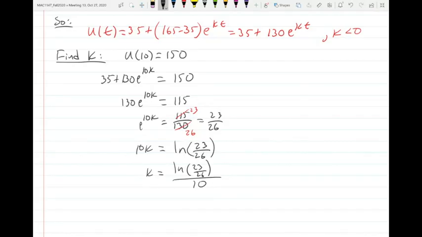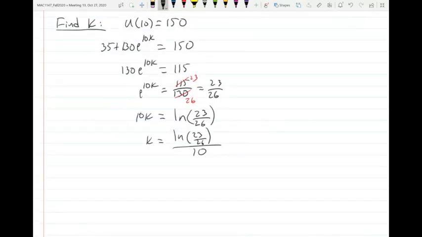Now, I strongly encourage you to use the exact value because remember, the question is not about k. The question is about finding the time. So if you approximate the value of k and put it into the model, then you're already introducing an error. So I strongly encourage you to use the exact number of k to be able to do the next step. Okay, so now we have k, then let's update the model.